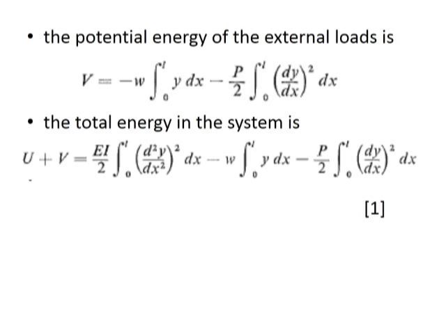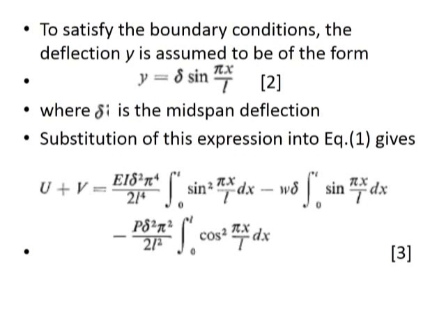Adding the above two equations, we get this equation: EI by 2 integral 0 to L (d²y/dx²) whole squared dx minus W integral 0 to L y dx minus P by 2 integral 0 to L (dy/dx) whole squared dx. To satisfy the boundary condition, the deflection y is assumed to be of the form y equal to delta sine pi x by L, where delta is the midspan deflection.